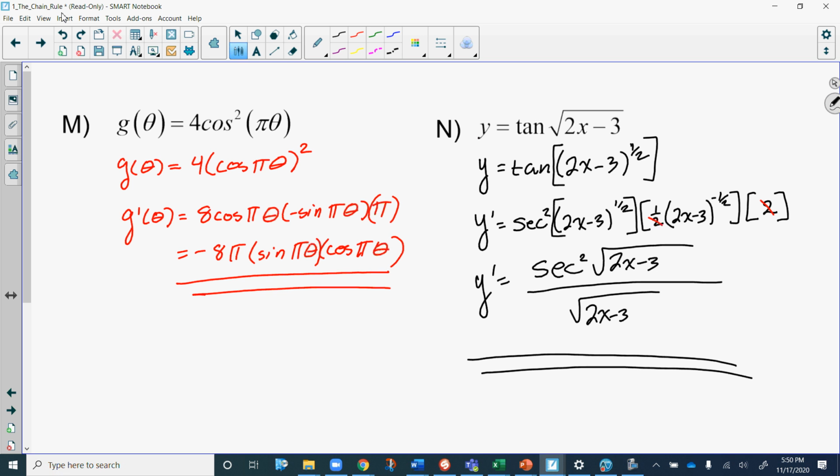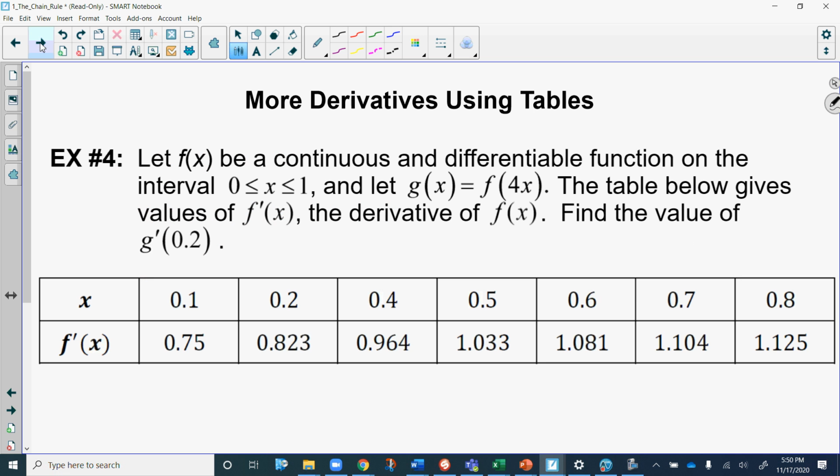Man, I know, I'm sorry, this has been a long lesson. I sincerely apologize, but the last thing we're going to be taking a look at here is kind of a symbolic use of the chain rule, where we're going to be looking at it in terms of a table. So they're telling us in this example, f is going to be a continuous and differentiable function on the interval from 0 to 1. And it's telling us that g of x is going to be equal to f of 4x, and the values of f prime of x are given to you. So find the value of g prime of 0.2.